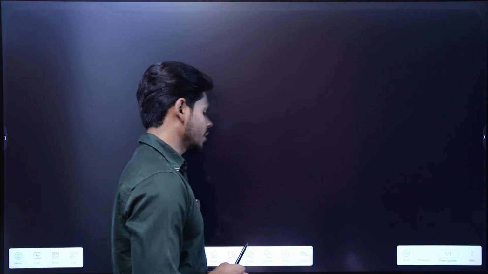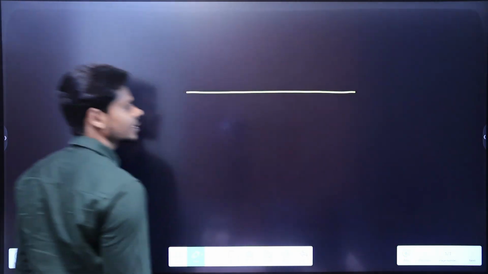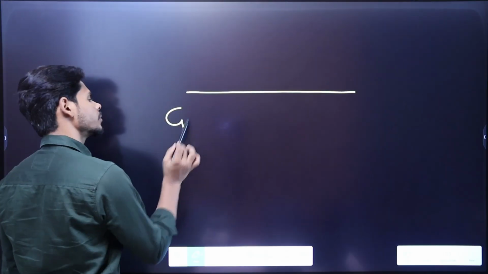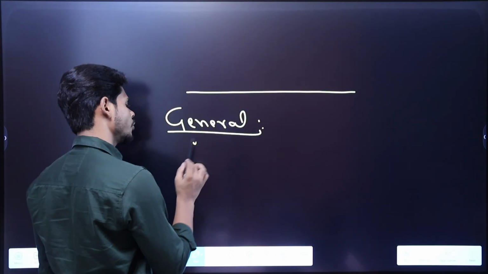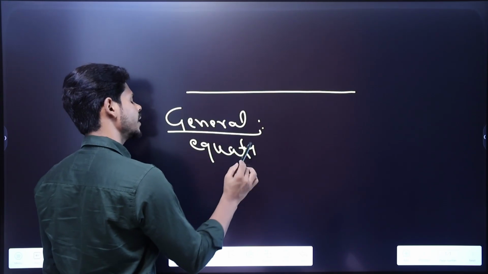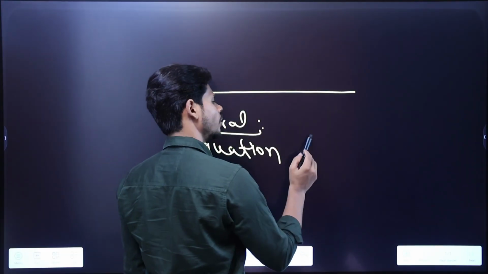So today we are going to start a new chapter, and the name of the chapter is Equation of a Straight Line. So let's first discuss what is straight line equation. Let's say this is a straight line, and the general equation of this line is represented as ax, or you can use small a as well.